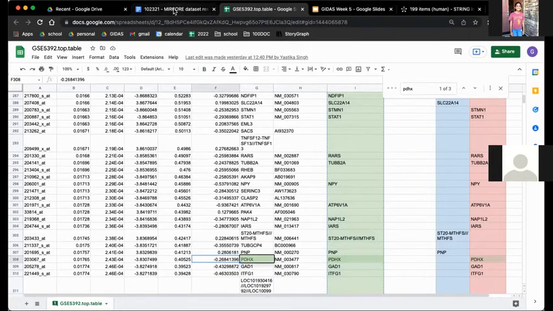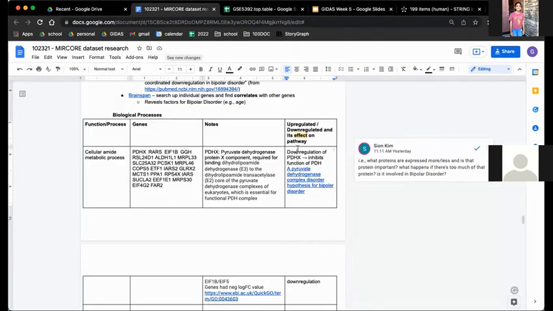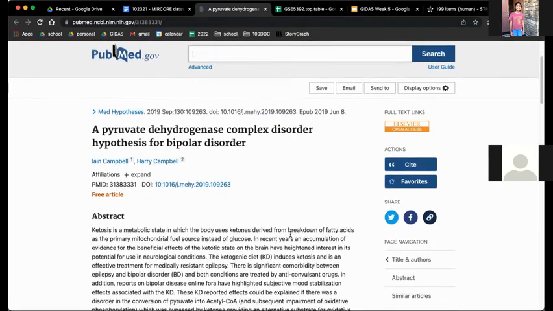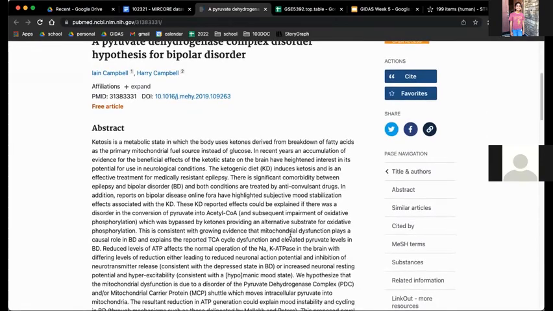Downregulation of PDHX means that it inhibits the function of the PDH complex, which would probably be a cause of bipolar disorder. I found an article connecting the PDH complex to bipolar disorder, which could be another area of research that you could explore.